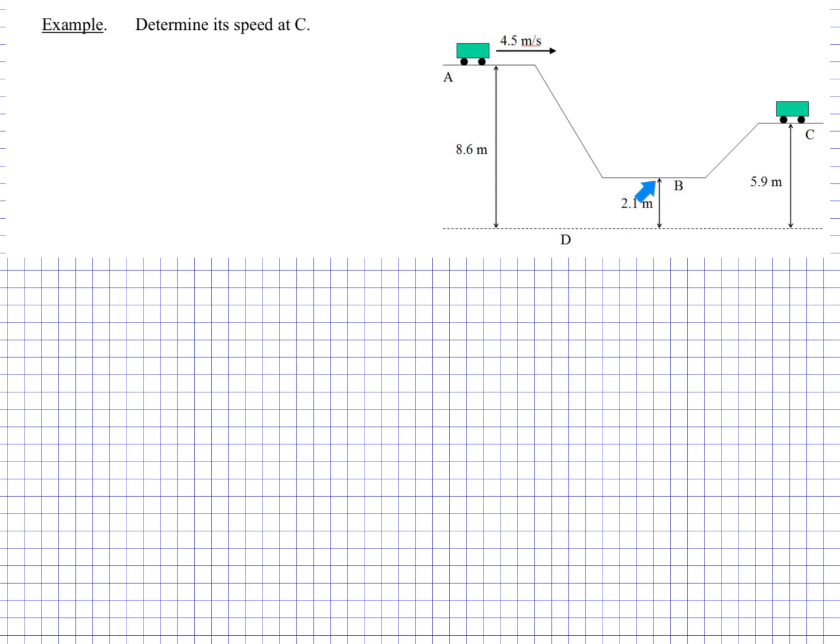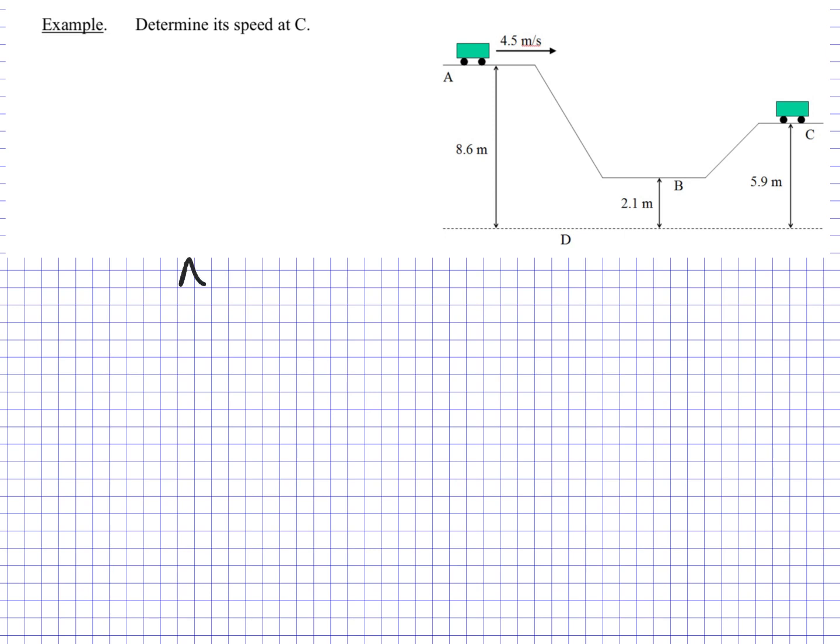It gets to position B. Still got some height, probably got some more speed, and then it rolls up again to position C, at which point it's going to have speed as well and some extra height. So let's go ahead and do a little bit of analysis and see where we get to. We need to know the speed at C.